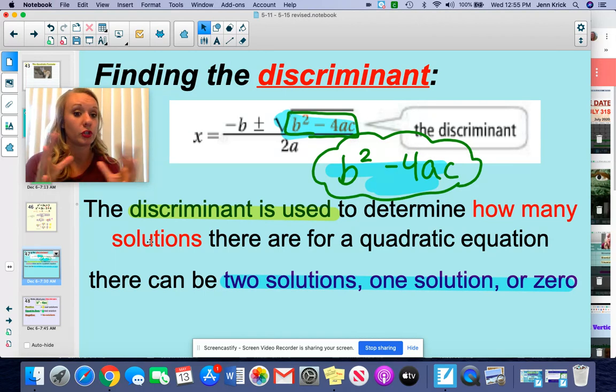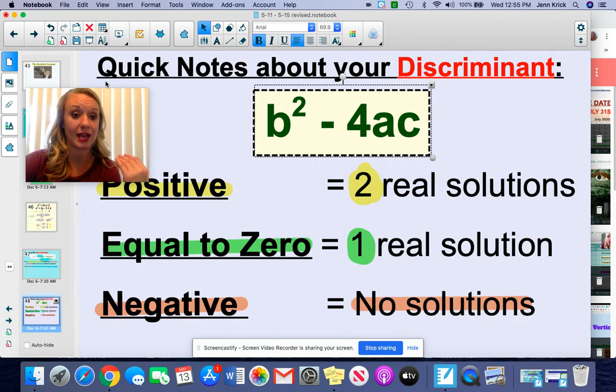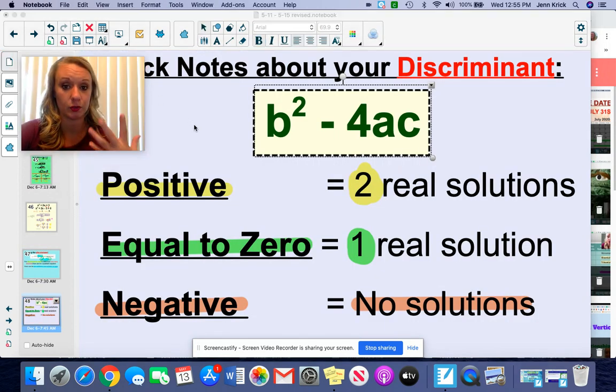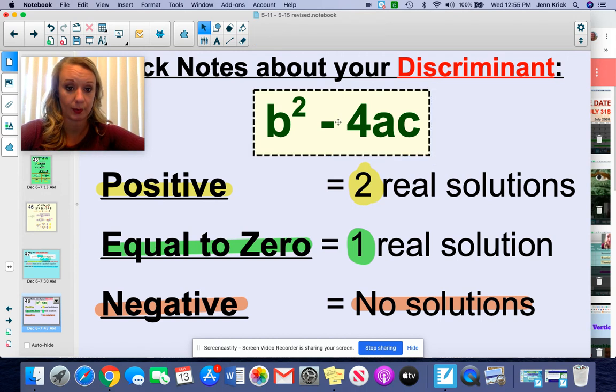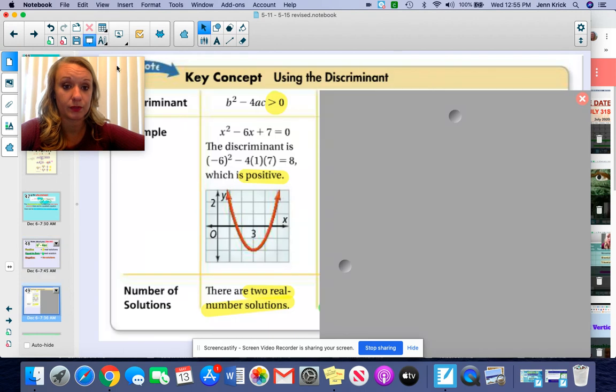It is just a little portion of your quadratic formula, and we use it to see how many solutions your quadratic will have. So here are quick notes for it, and then I'll show it to you in real time. When you plug your values into the discriminant, if your answer turns out to be positive, you'll have 2 real solutions. If it turns out to be 0, you'll have 1 real solution. If it is negative, you have no real solutions. Okay, let's show that with a few examples.